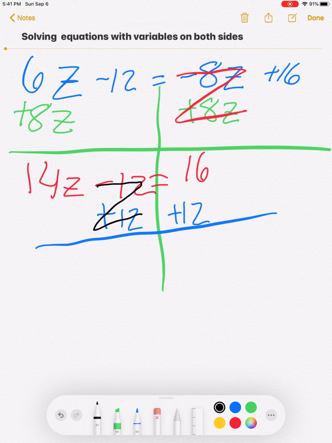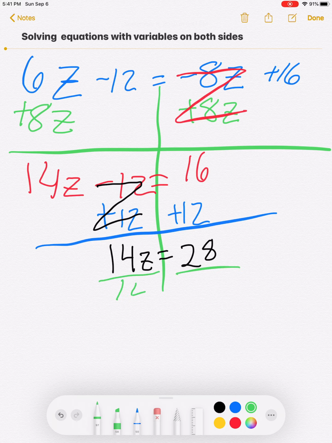So we zero out our 12s, and we're going to bring down 14z is equal to 28. Now it's just like a one-step equation. We're going to divide both sides by 14. The reason we divide is, remember, the 14 times z, the inverse of multiplying is dividing. So my 14s cancel out, and I'm left with z is equal to 2.